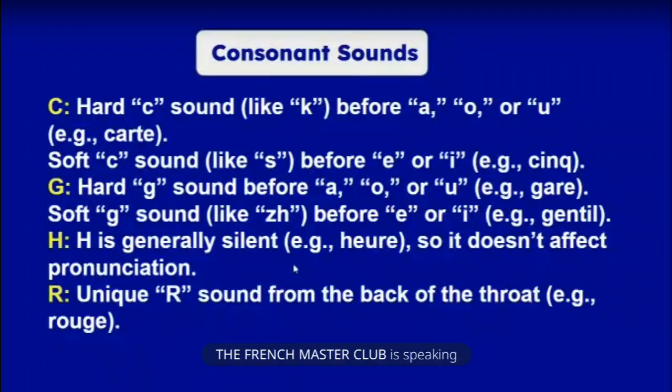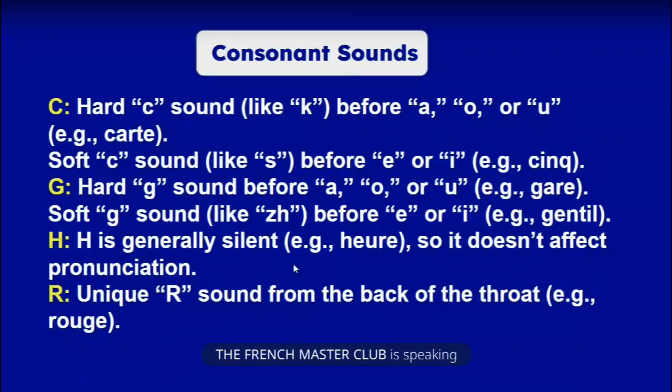Let's go to G. When G comes before A, O, or U, it becomes the hard G. Example, gare, garçon, a boy, le garçon. Because after the G we have A, the sound becomes G. You can't say J.